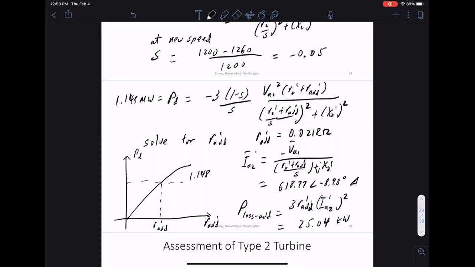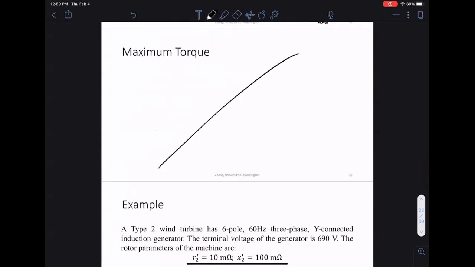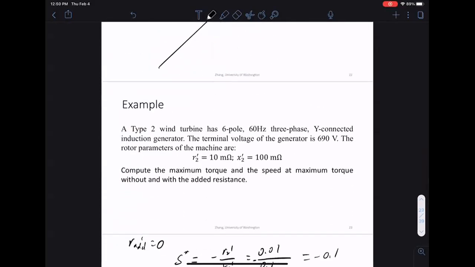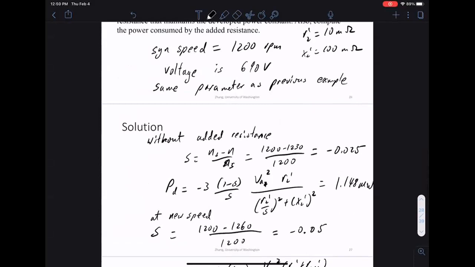So those two examples: this example is how do you keep the speed constant, and the example we covered last time is finding out the maximum torque and the speed. These are very common questions we have for type 2.